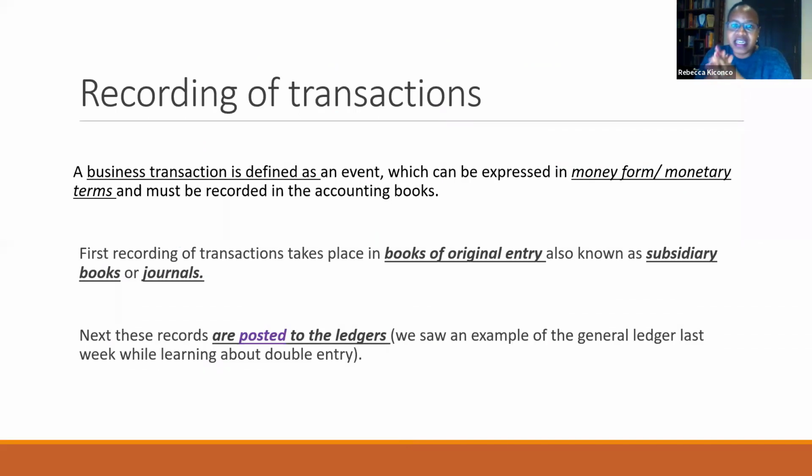A transaction is basically an event that takes place. But this event, using the monetary concept, must be in money form, or it must be in monetary terms. And this transaction is recorded in our books of accounts. So that is basically a transaction. Now, where does the transaction get first recorded? We record the transaction first in what we call books of original entry. These books of original entry in certain books are also called subsidiary books or journals. That is where the transaction is first recorded.